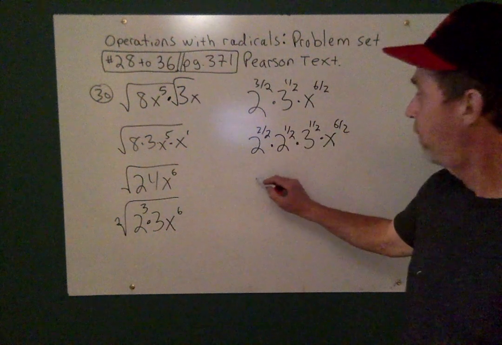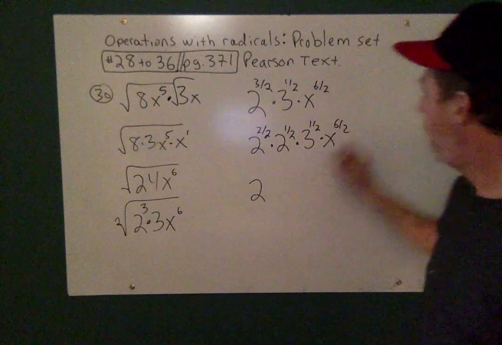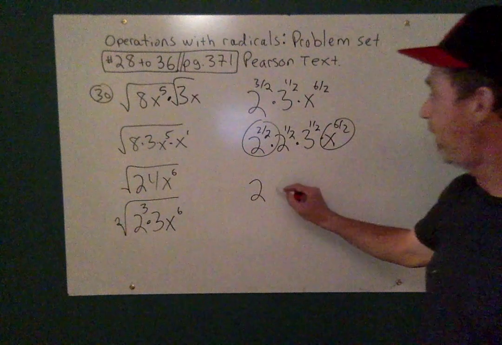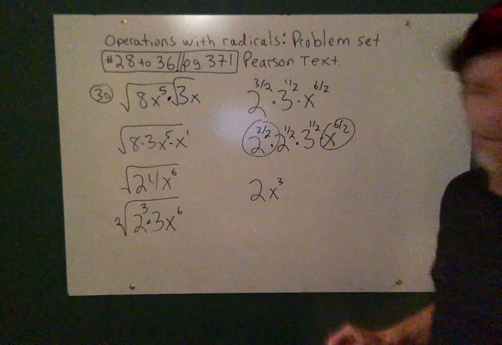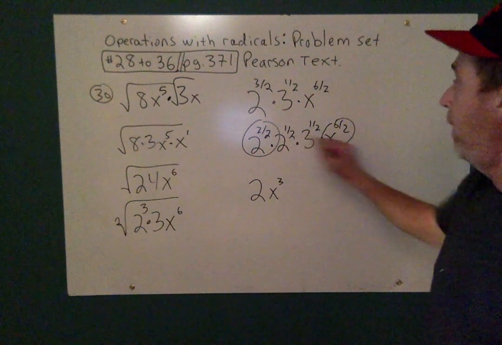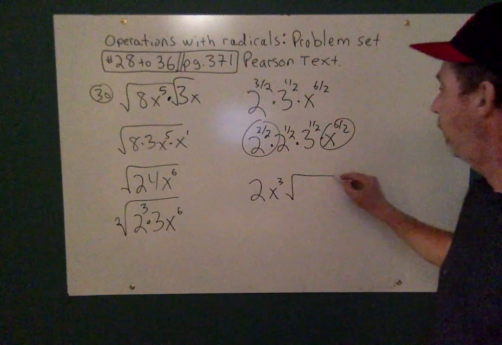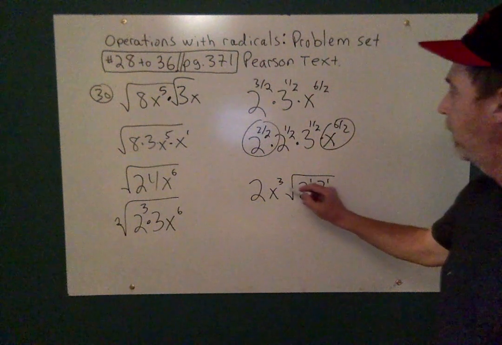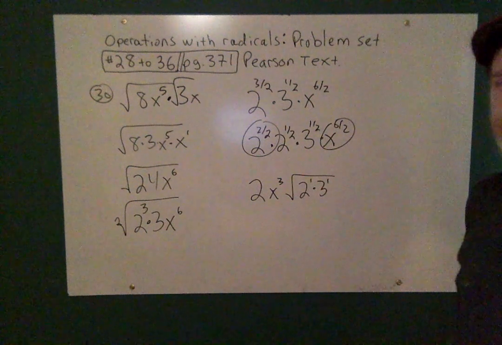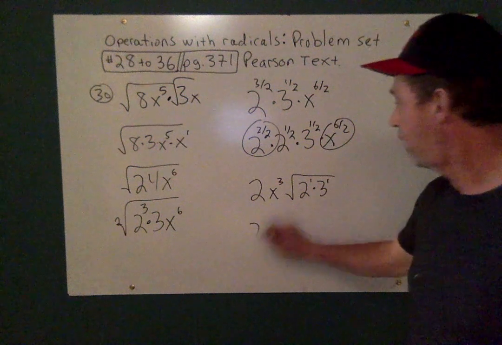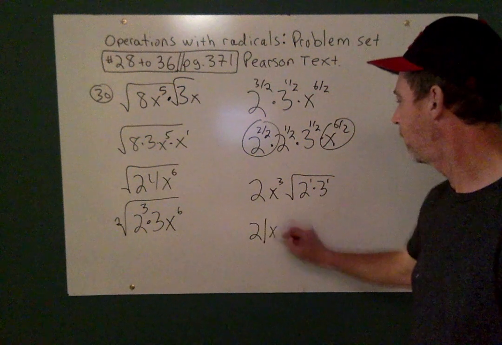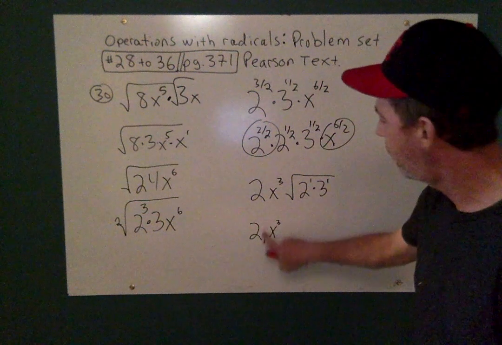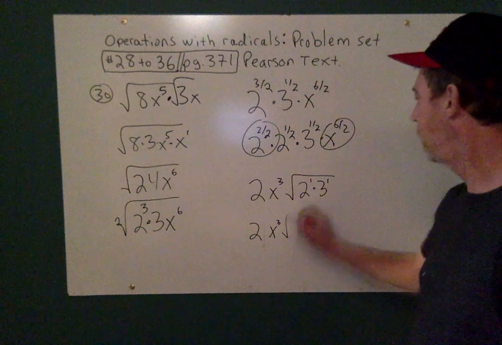Okay, so that'll be 2 to the 1 whole. And then I would also be able to have the 6 over 2. So that's x to the 3rd. Remember, we'll do an absolute value for that. And then underneath the radical will be 2 to the 1st times 3 to the 1st, bringing 2 back outside. Of course, that's 6, so that's 2. Well, I guess that could be negative, so we wouldn't need the absolute value there. Times the square root of 6.